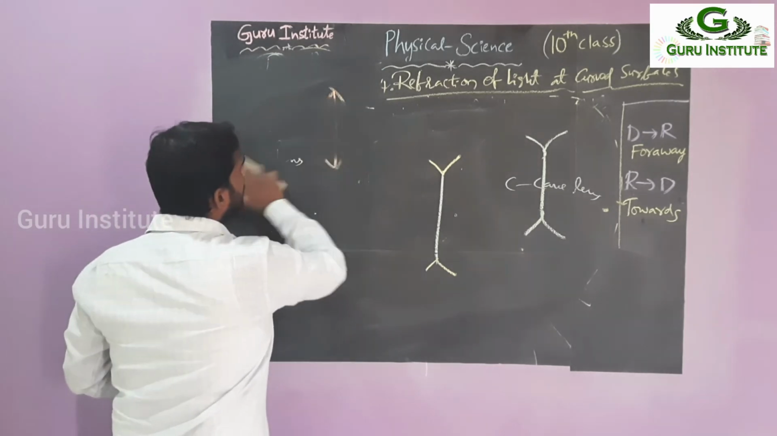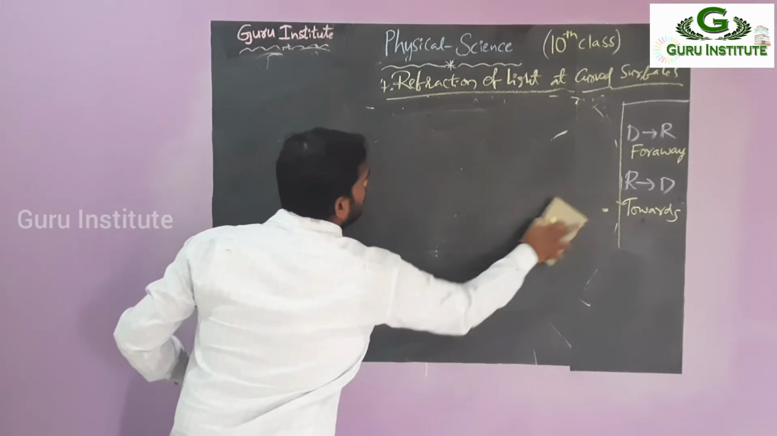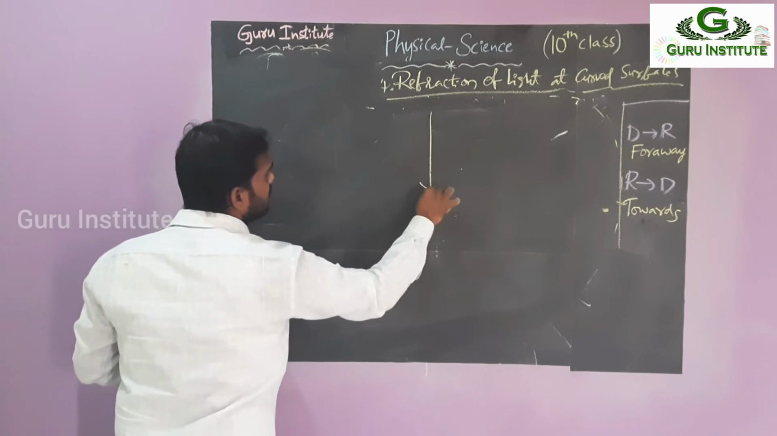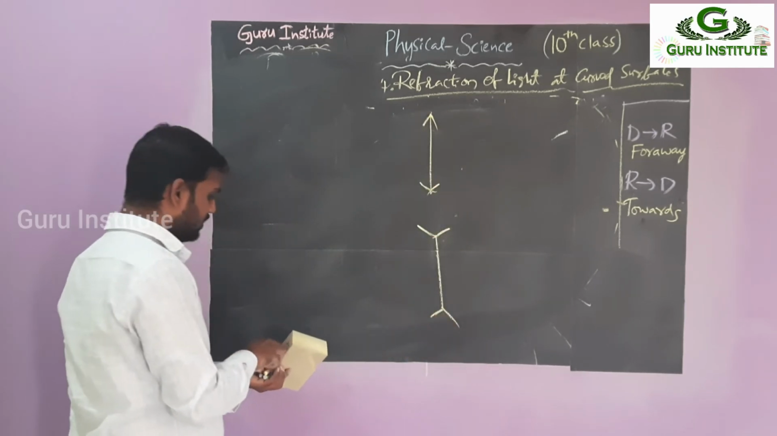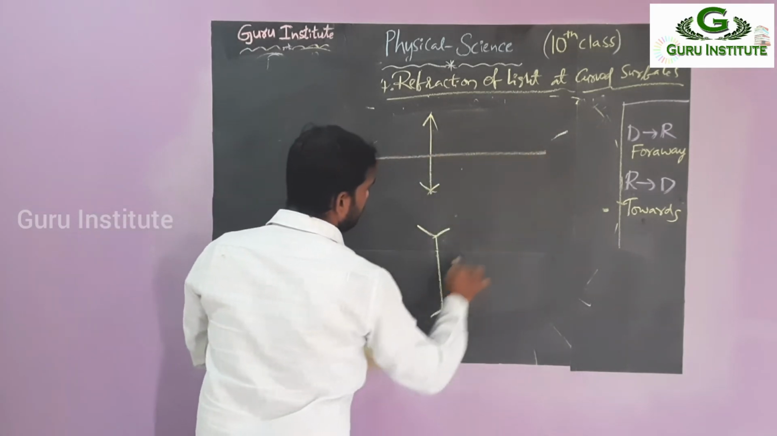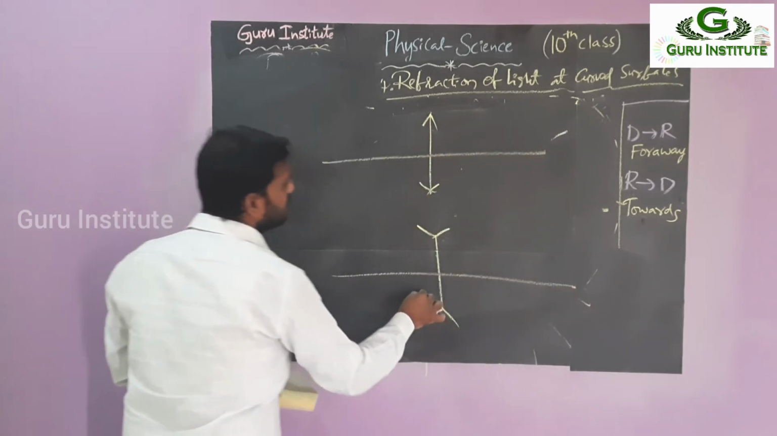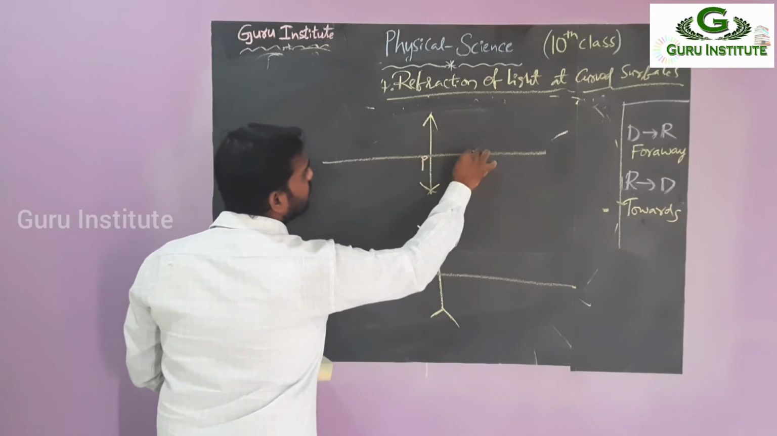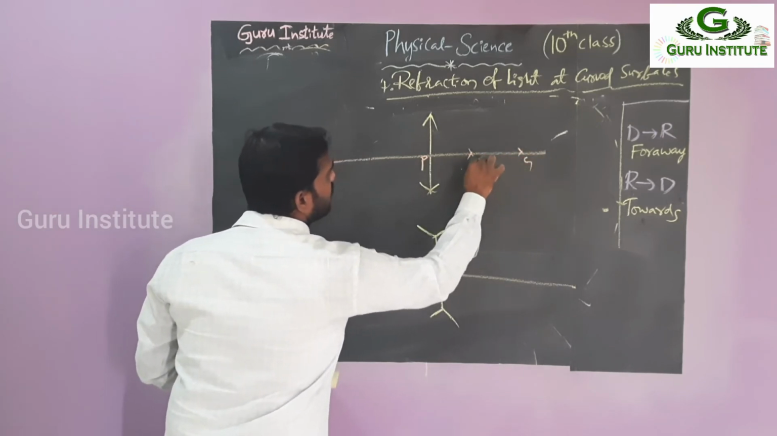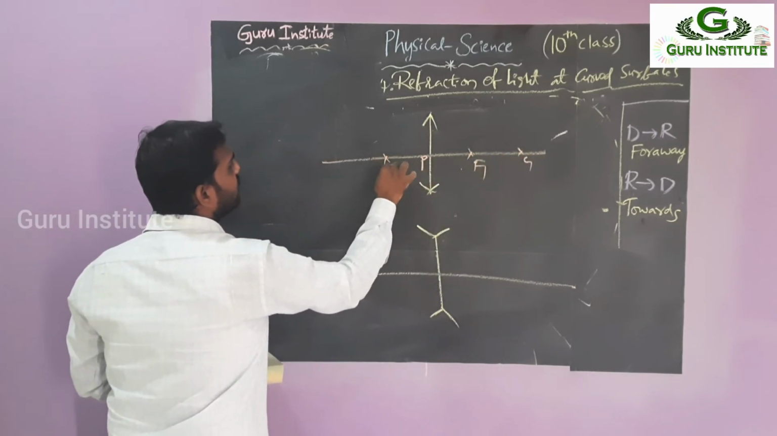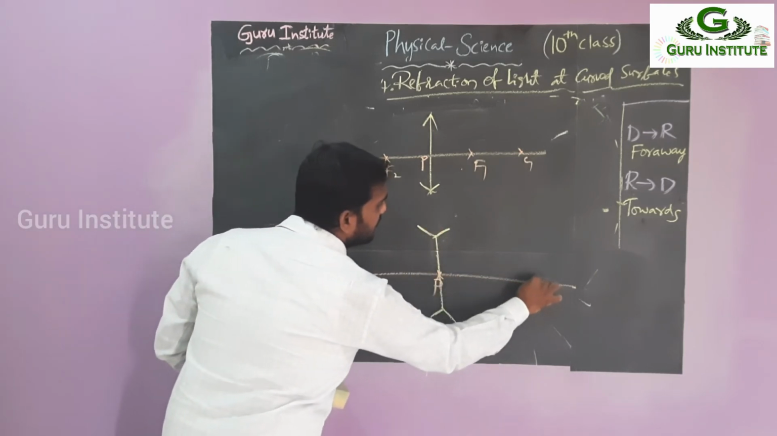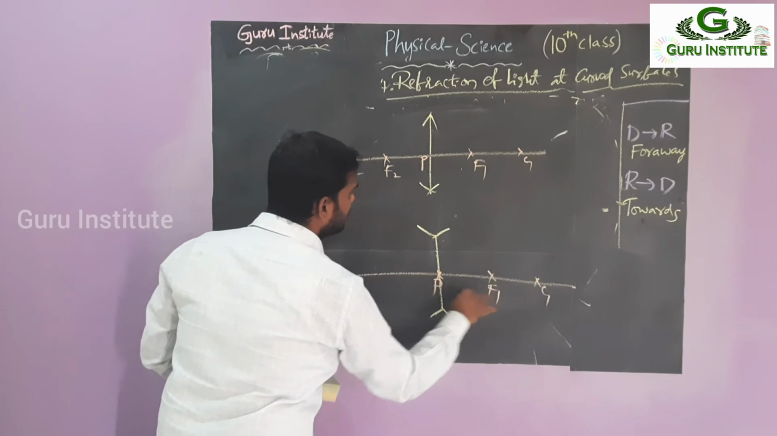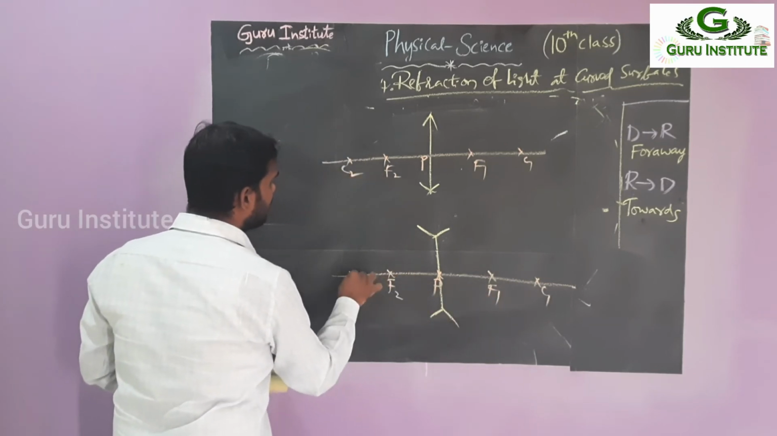So from this one, what can we write totally in a simple manner? I am writing here. This is today's topic. Just 2 minutes, it will be finished. So this is the pole, center of curvature 1, focus 1, focus 2 and center of curvature 2. And this is the pole, center of curvature 1, focus 1, and focus 2 and center of curvature 2.